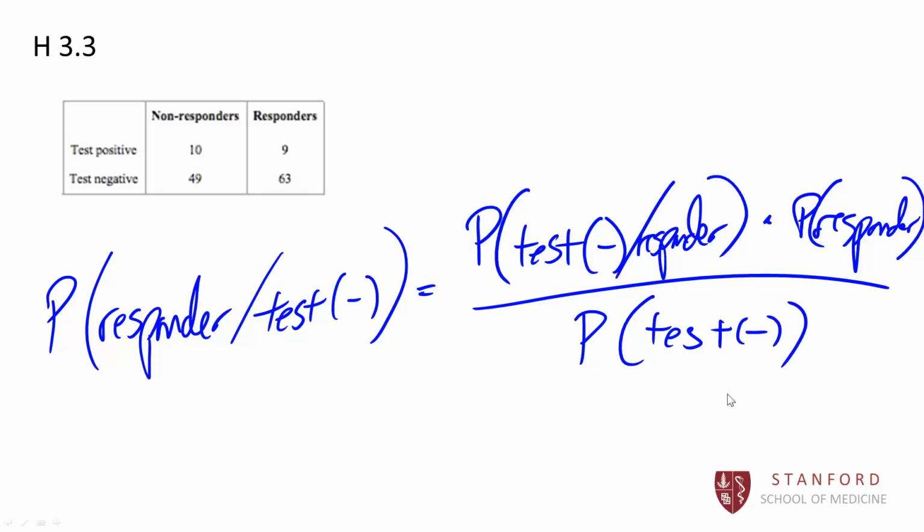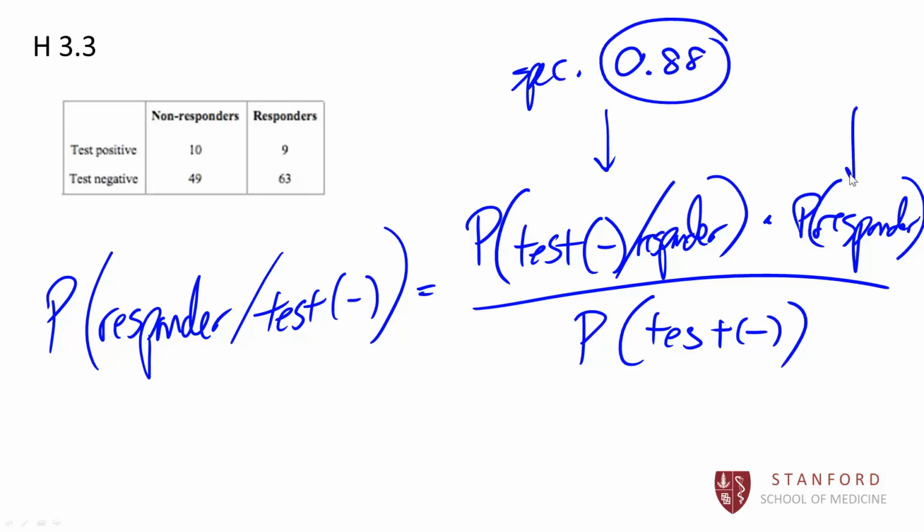Okay, and we can fill these in with the information we calculated in the earlier parts of this question. So this, of course, is just the specificity. So this is just going to be 0.88. The probability that your responder is given in the question stem, that's going to be 0.5.